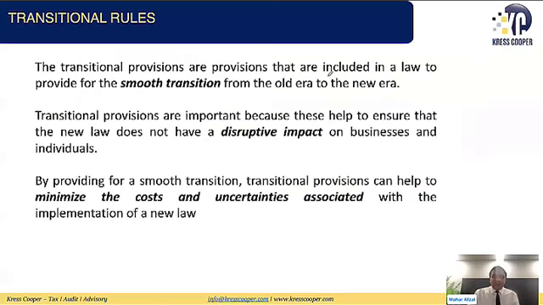What is basically the importance of the transitional rule? The transitional rules are quite helpful for the smooth transition from the old era to the new era, from the world without corporate tax to the world with corporate tax. They ensure that the corporate tax law will not have any disruptive impact on the businesses and individuals. By providing smooth transitional provisions, we can minimize the cost and uncertainties associated with the implementation of the new corporate tax law.